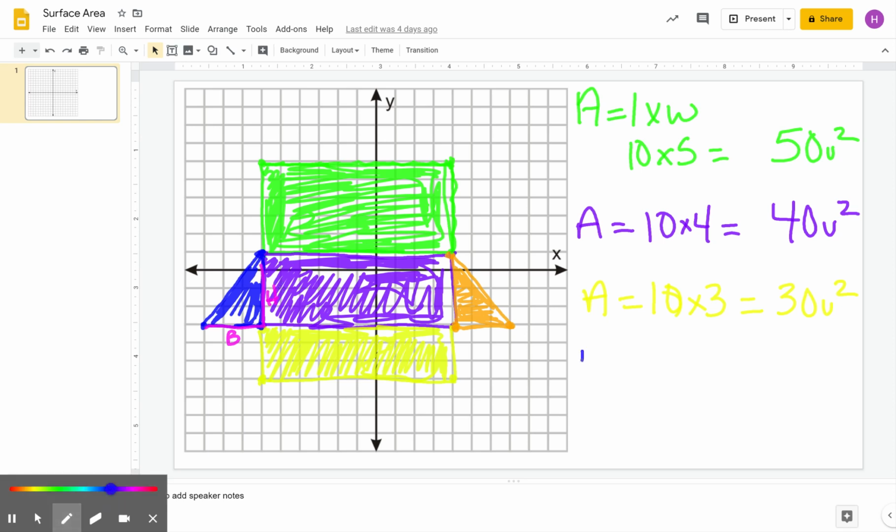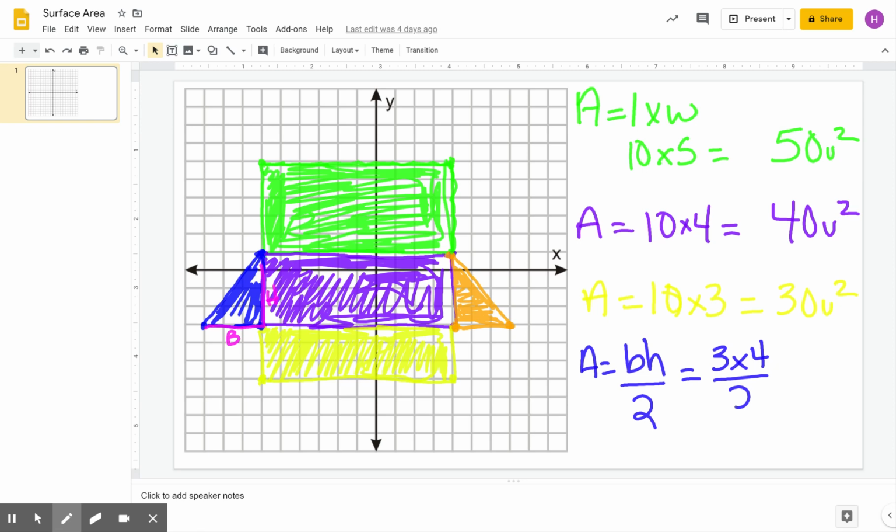Okay, so area is base times height divided by 2. So our base is 3. Our height is 1, 2, 3, 4. And we're going to divide that by 2. 3 times 4 is 12. But remember, we have 2 of those.